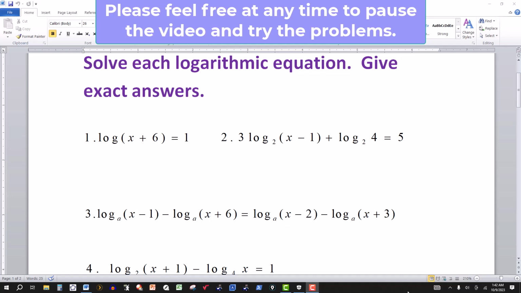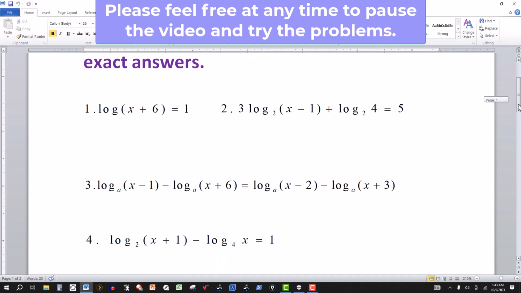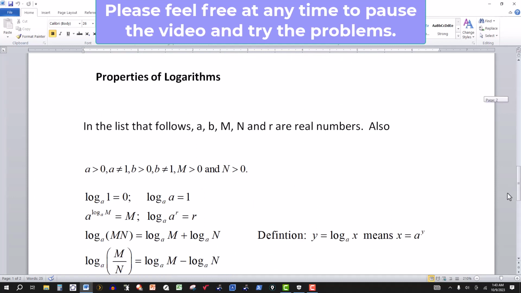In this video, we want to solve some logarithmic equations. We're going to use some properties of logs. So there's 4 equations there. And here are the properties that we'll be using.